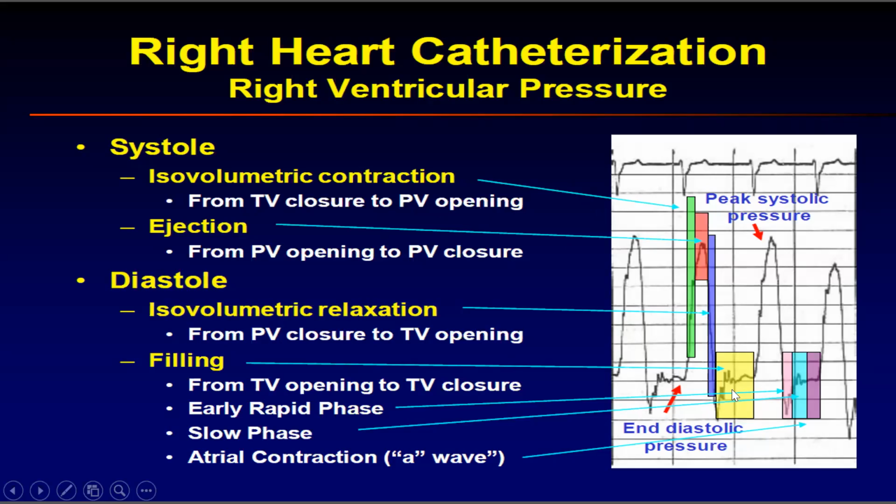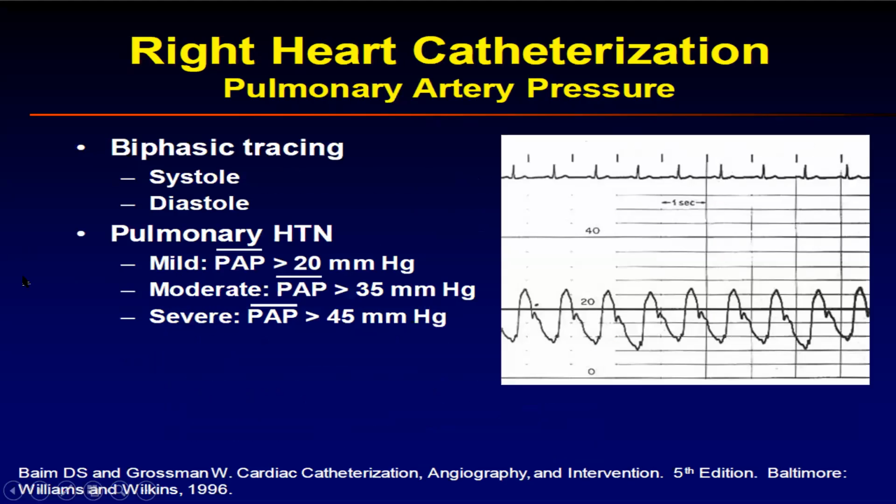Okay. And then this long period here consists of three parts. Early rapid filling phase, the diastasis, where there is almost no flow between the right atrium and right ventricle or left atrium and left ventricle. And lastly, this phase of the atrial contraction. So this is the catheterization of the right ventricle. So what do you see? If you look at the screen and you catheterize the right heart, this is what you see, okay?